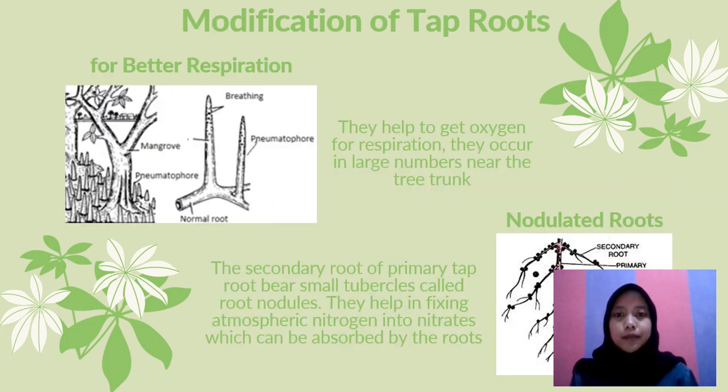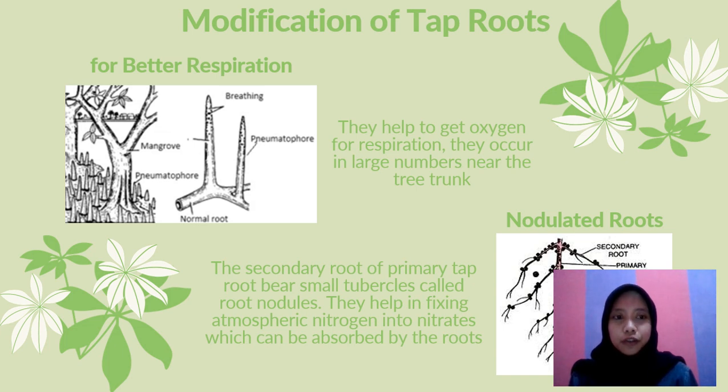Next is for better respiration. They help to get oxygen for respiration. They occur in large numbers near the tree trunk. So they come out from the ground and grow vertically upwards. They are usually found in marshy habitats, for example, pneumatophores in mangrove.